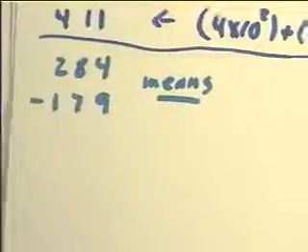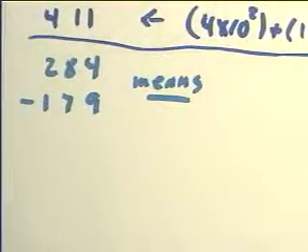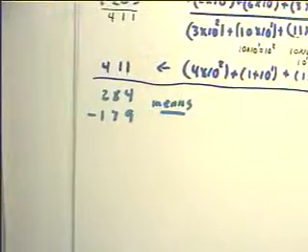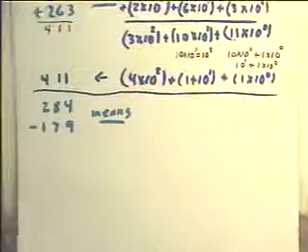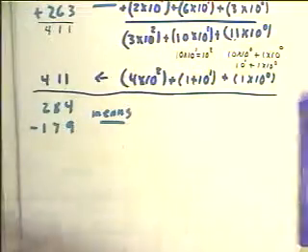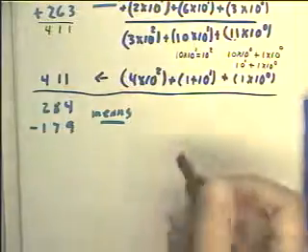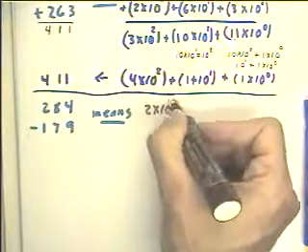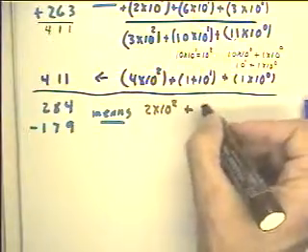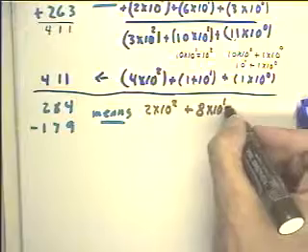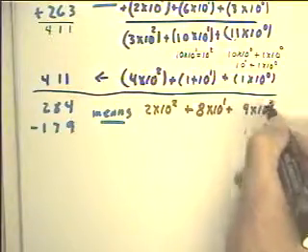Now, using similar reasoning, we can subtract 179 from 284. Let's zoom back a little again. Okay, the meaning of 284 minus 179 is 2 times 10 to the second plus 8 times 10 to the first plus 4 times 10 to the 0.